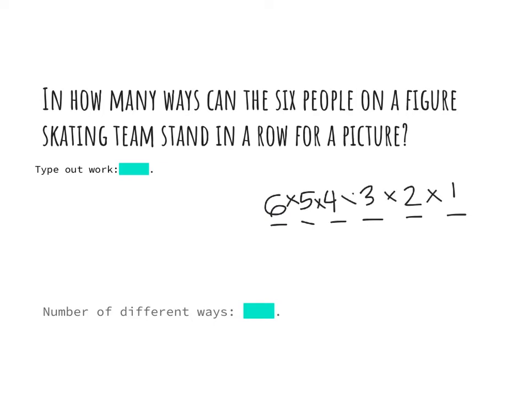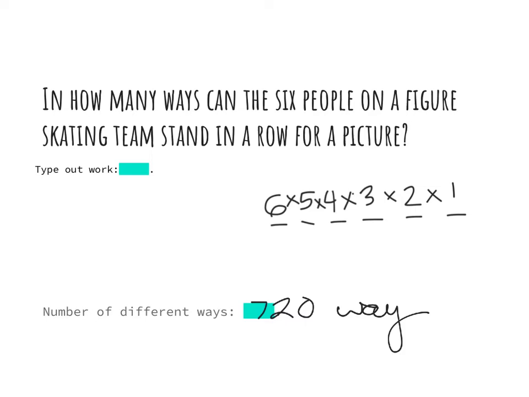So we're going to do 6 times 5 times 4 times 3 times 2 times 1 to figure out how many different ways these people can stand in a row for a picture. So go ahead with your calculator and type in 6 times 5 times 4 times 3 times 2 times 1 and type that answer below. So the answer that I got was 720 different ways.